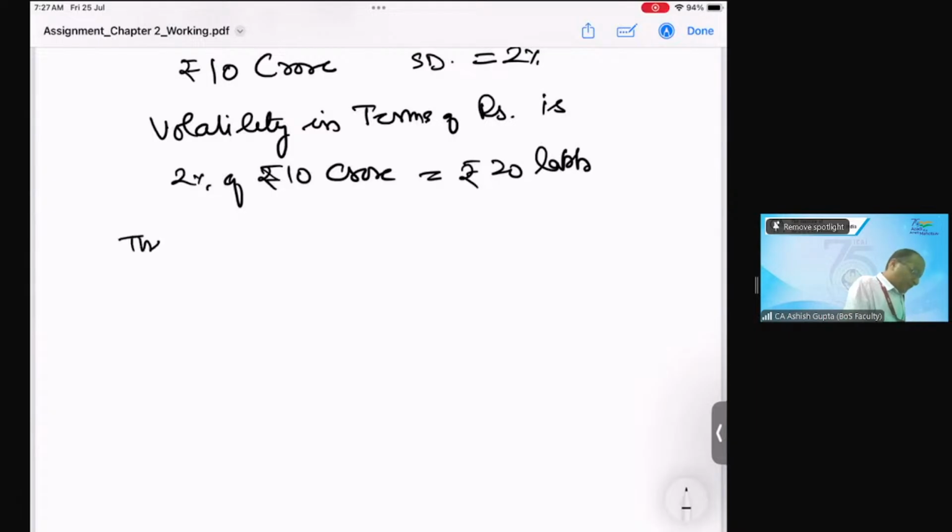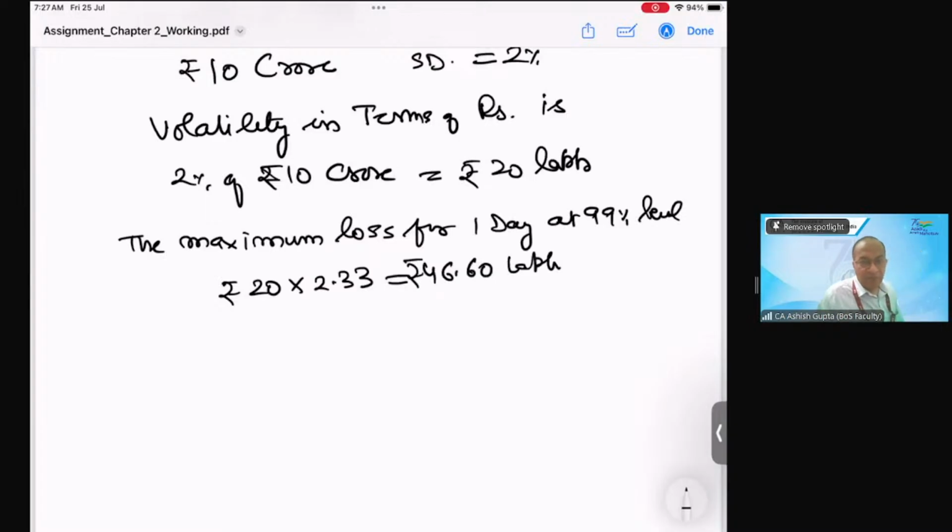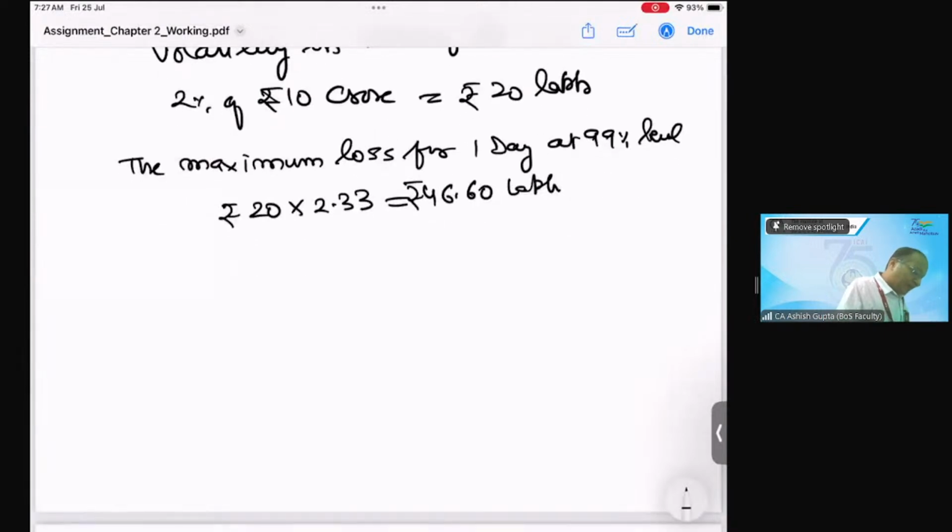Now the maximum loss for one day at 99% confidence level is rupees 20 lakh into 2.33, which is 46.60 lakh. This is a very simple answer, because we are just multiplying. See, I will just show you by way of a diagram.